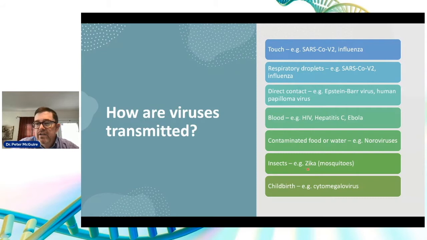Insects, the Zika virus, which you've probably heard of from a couple of years ago, which causes birth defects in individuals, a small head essentially, or microcephaly, can be transmitted by mosquitoes. And then during childbirth, things like cytomegalovirus can also be passed, which can cause birth defects as well.